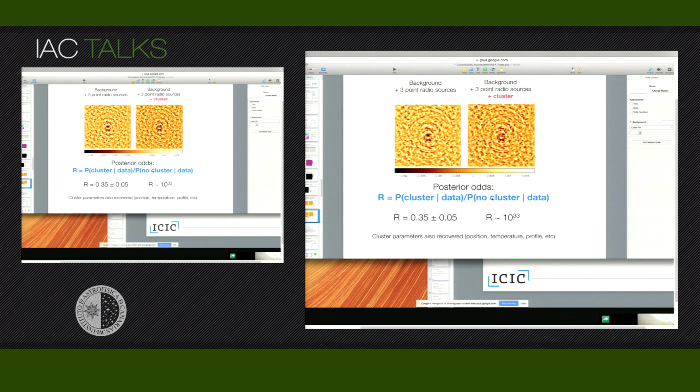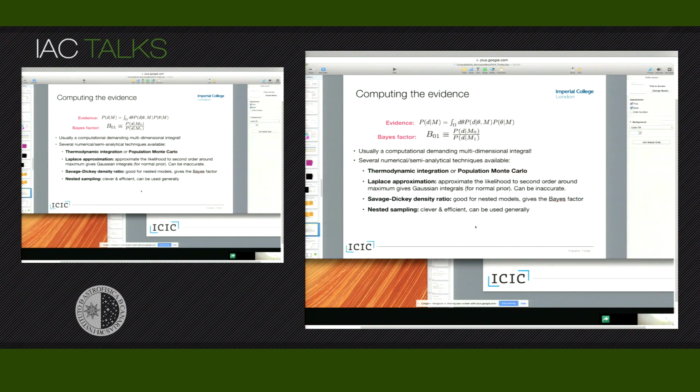So by using Bayesian model comparison, you can disentangle the presence of the cluster from the rest, while at the same time you also recover all the parameters of the cluster that you're interested in, such as the position, the temperature, the profile, etc. And so you can do both inference and model comparison in the same go. So those are two astronomical examples. Before I give you a couple of cosmological examples, let me spend a little time discussing numerical methods, practicalities.